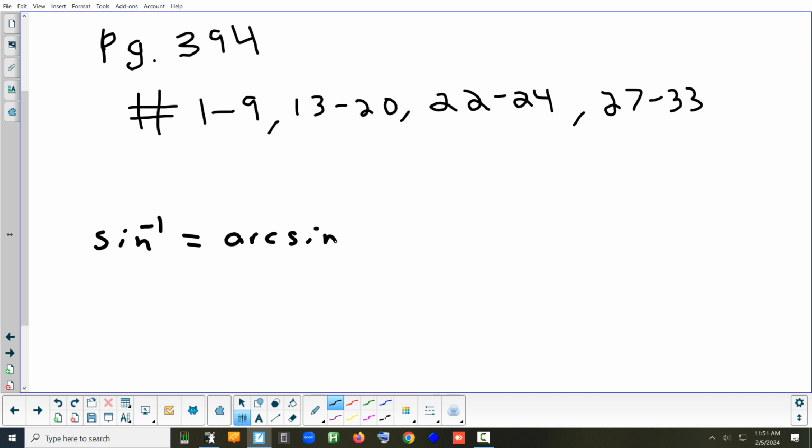Okay, 13 through 20, that's using a calculator. You just have to plug them all in, so those are pretty quick. 22 to 24, it's more of the same thing. Yeah, so that's fine. Doesn't sine negative 1 equal 1 over sine?